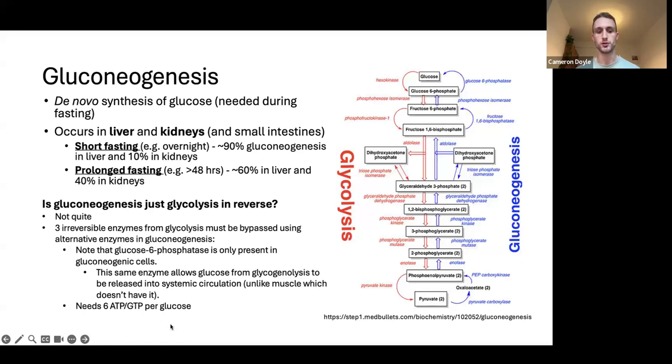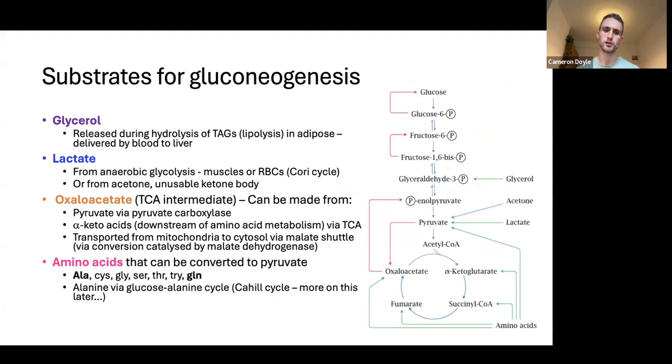So yeah, you need quite a high ATP burden to do gluconeogenesis. So it's not the most efficient pathway in the long term. You can't continue doing this indefinitely. Substrates for gluconeogenesis. There's a few different molecules, as I mentioned, that can be used for gluconeogenesis.